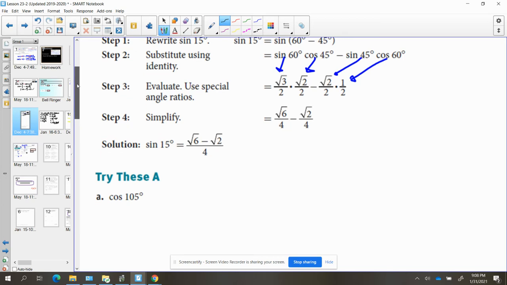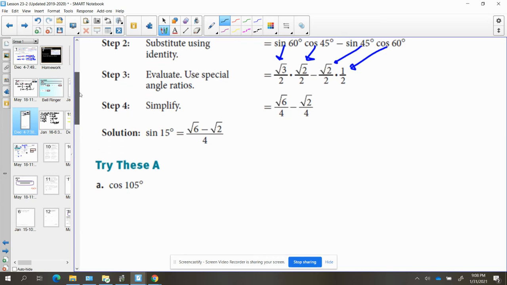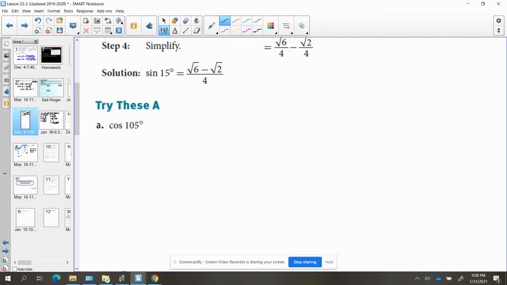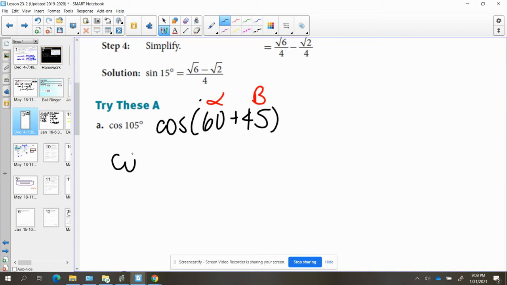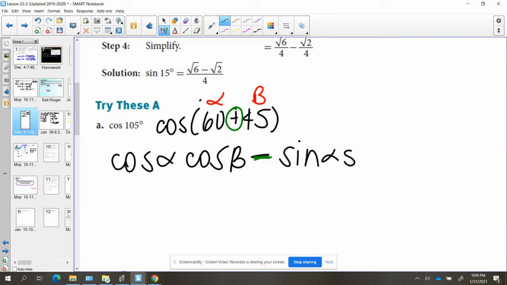So if we look at this using cosine of 105, again, you have some options of what you want to do. I'm going to choose to use cosine of 60 plus 45. And again, here is my alpha, here is my beta. And if I plug into the formula, cosine, expanded here, cosine alpha cosine beta minus, remember the sign is going to flip-flop for this cosine, and then it's sine alpha, sine beta.